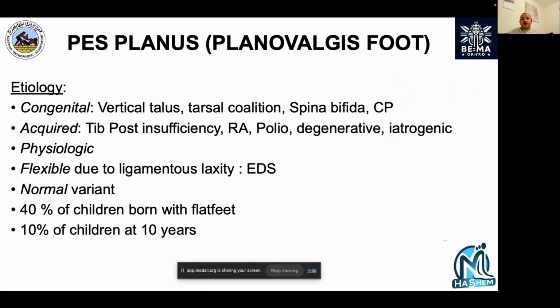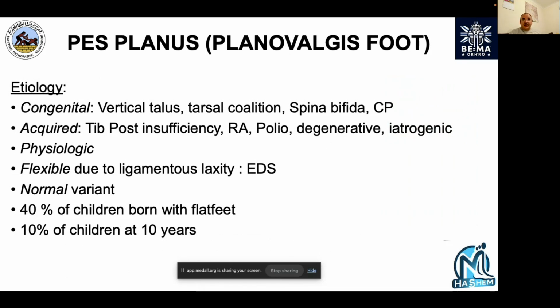Rheumatoid, definitely, because it deforms the joints. Polio, because of weakness of the muscle. Degenerative, like arthritis, especially in the hind and midfoot. Or could be iatrogenic because of failure of correction. It's very common to happen with failure of correction of clubfoot. If you do a poor Ponseti technique, or you do overcorrection, you will end up with a rocker-bottom foot, which is a form of flat foot.